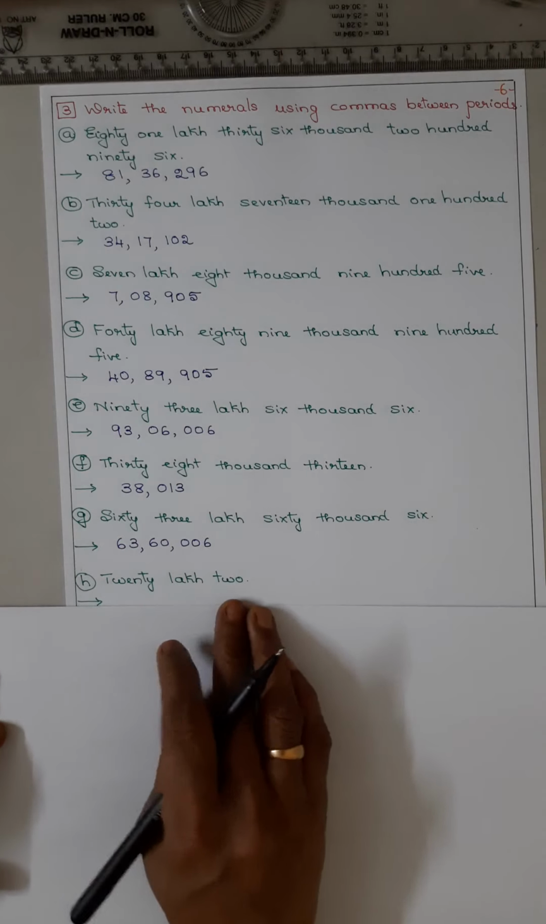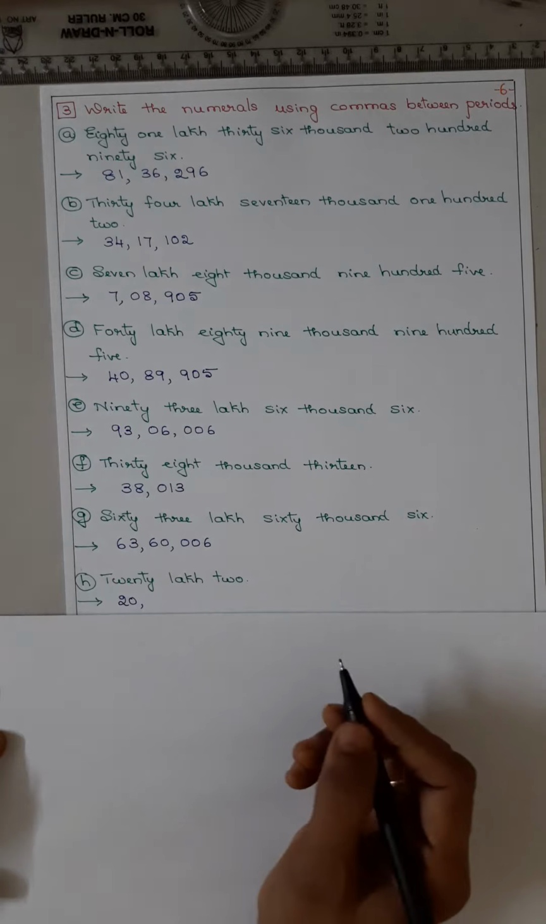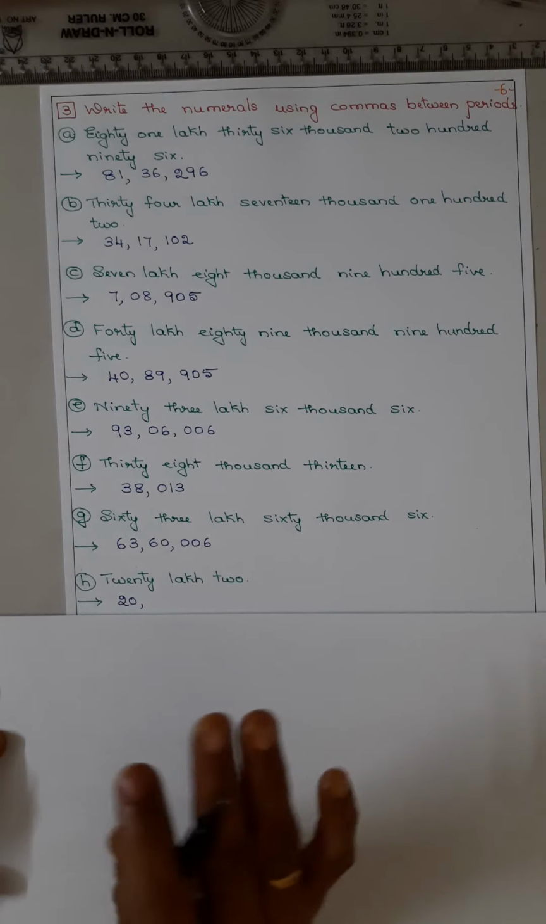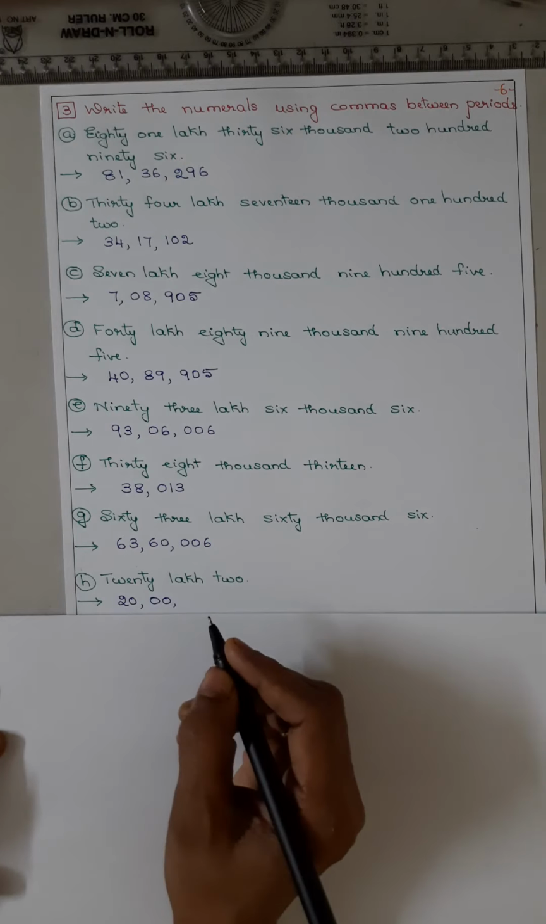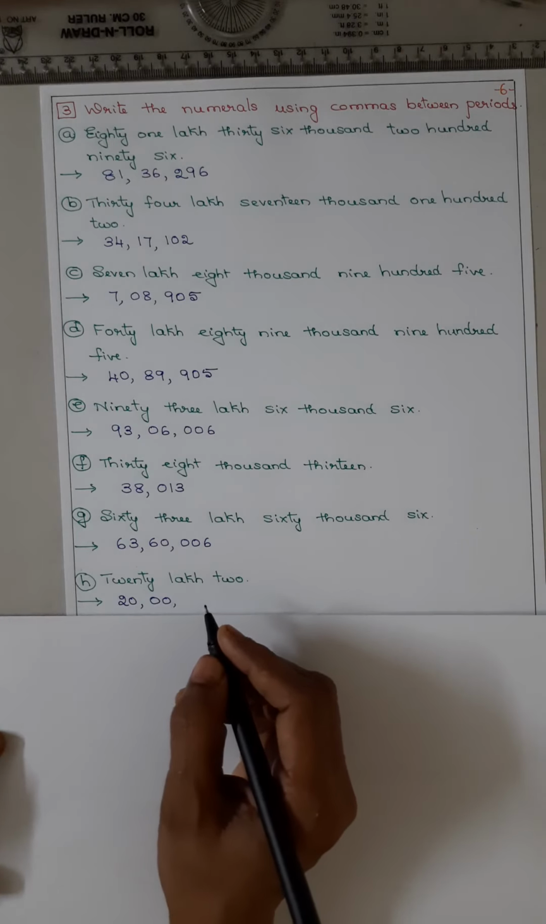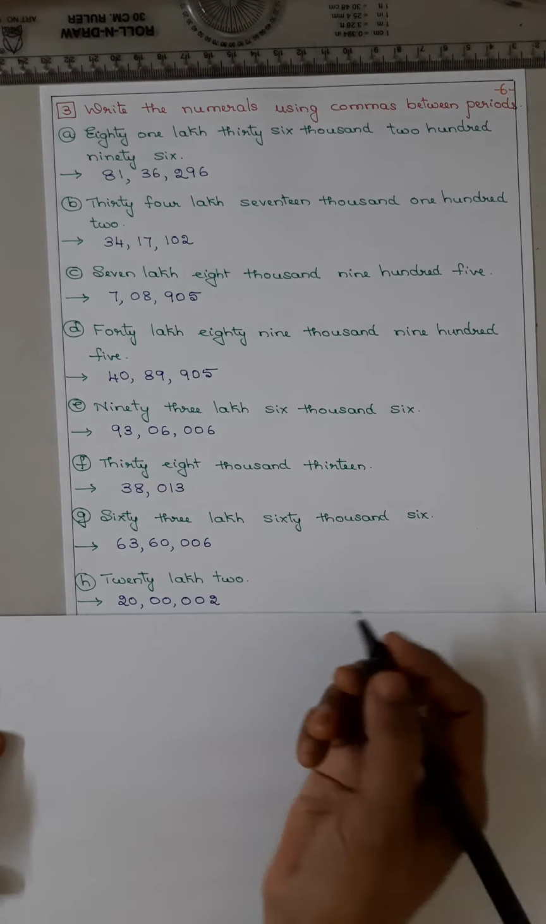20 lakh, 20 lakh 20 comma 1000, nothing is said so put 00. Now 2, how do you write? Hundreds nothing is there, tens nothing is there, then 2.